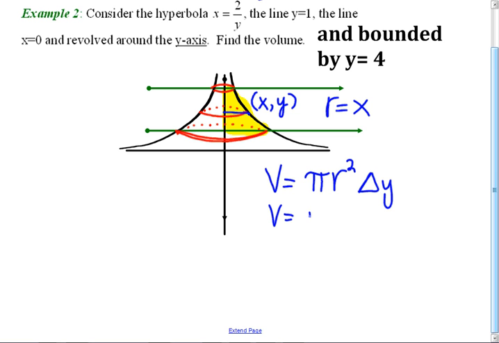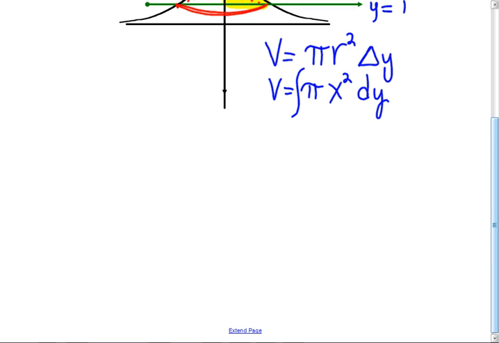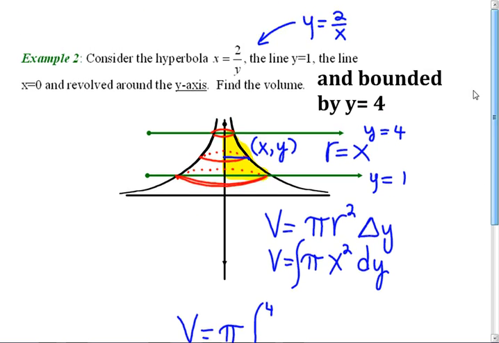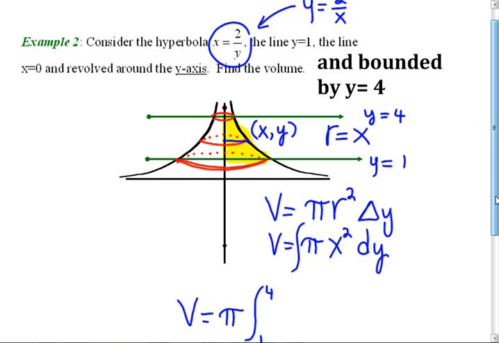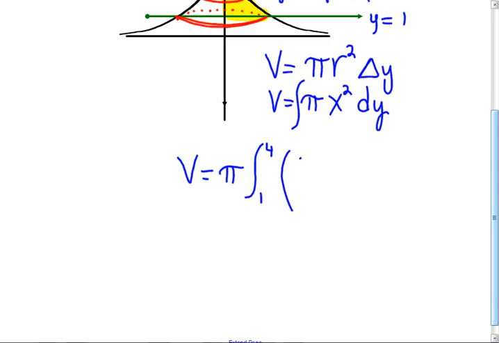So it's pi x squared dy, and I'm going to integrate on the y's from y equals 1 to y equals 4. It might not be on yours. It might only be on mine, that y equals 4. So volume is equal to pi, and we're going to go 1 to 4. What's x equal to? Oh, that's why they gave us x this way. So it's 2 over y quantity squared, dy. It's done. Are we okay with that?